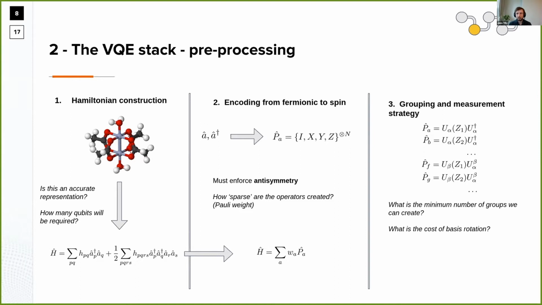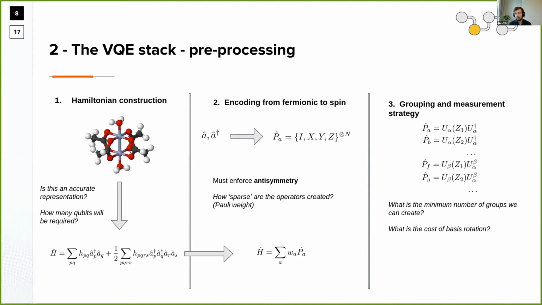And here, the key question is really what is the minimum number of groups that we can create, because we really want to save as many measurements as possible. So we want to have as few operators to measure as possible. And the next very important question is, what is the cost of implementing this basis? Effectively, it's a basis rotation. So what is the cost of it?